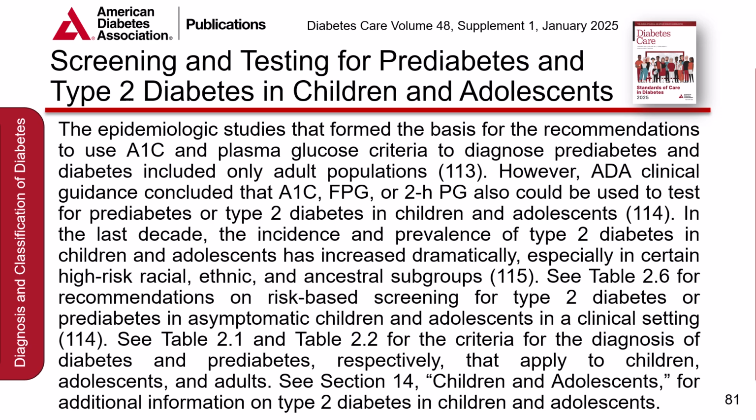In the last decade, the incidence and prevalence of type 2 diabetes in children and adolescents has increased dramatically, especially in certain high-risk racial, ethnic, and ancestral subgroups. See Table 2.6 for recommendations on risk-based screening for type 2 diabetes or prediabetes in asymptomatic children and adolescents in a clinical setting. See Table 2.1 and Table 2.2 for the criteria for the diagnosis of diabetes and prediabetes, respectively, that apply to children, adolescents, and adults. See Section 14, Children and Adolescents, for additional information on type 2 diabetes in children and adolescents.